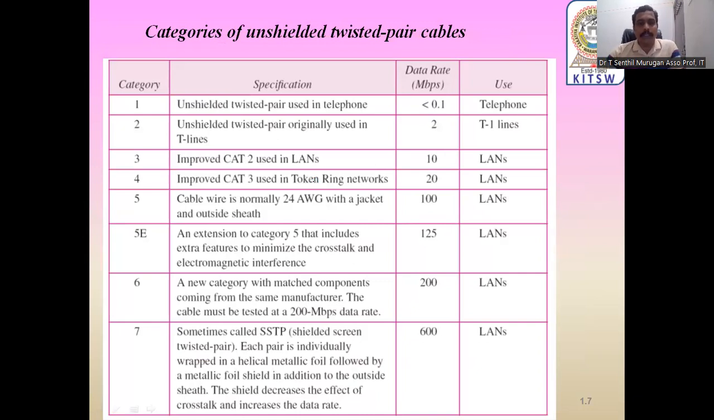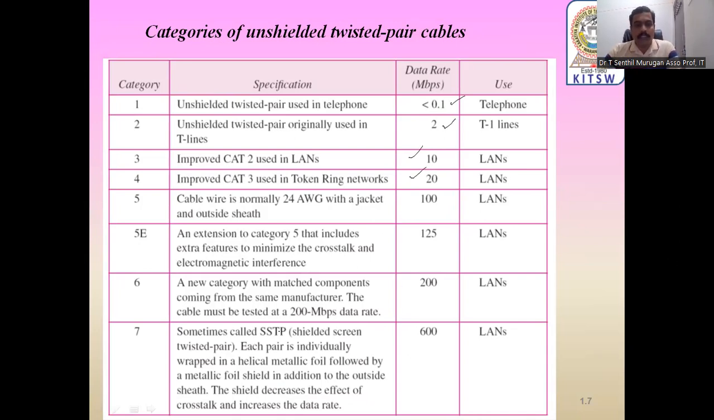Okay. These cables are categorized into different categories. There is a category number allocated for each one. In this table, unshielded twisted pair used in telephone lines is category 1, with a data rate of less than 0.1 Mbps, megabits per second. Category 2 is 2 Mbps, unshielded twisted pair originally used in T lines. CAT2 is used in LAN cables, and may be used for 10 Mbps. CAT3 is used in token ring networks, 20 Mbps. Like that, it goes on.